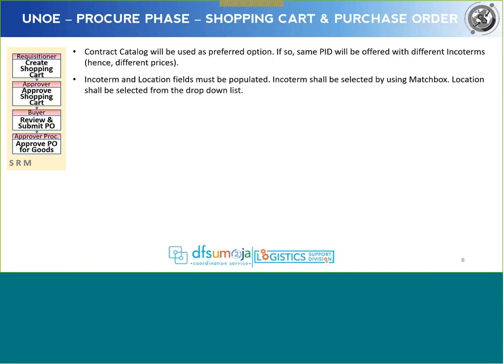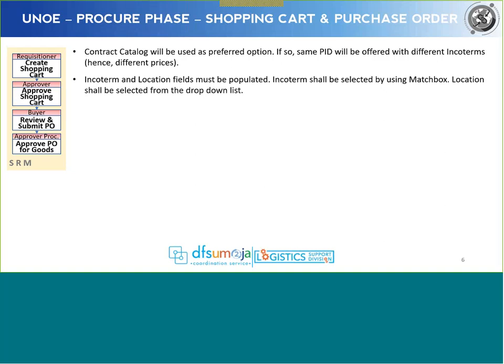Now, for goods, as I was mentioning before, no freight line will be added. We'll have to create a separate shopping cart for that. The PO delivery address becomes the destination location in the freight unit. We're going to be seeing that, and very importantly, the concept of PO delivery address in SRM is, in TM, probably called location.